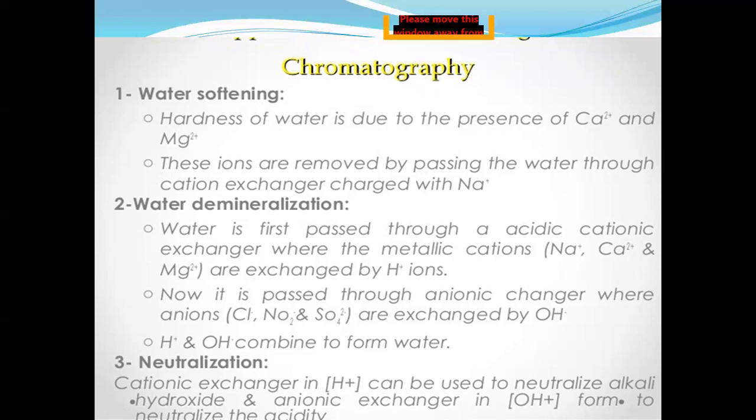Hardness of water has two types: temporary hardness and permanent hardness. Temporary hardness can be removed or eradicated by heating the water, and permanent hardness of water cannot be eradicated by heating the water.